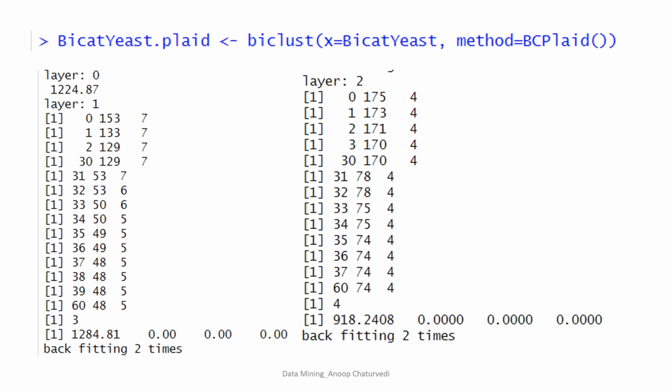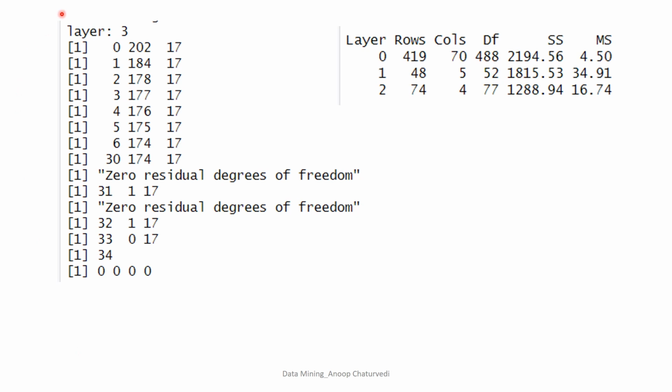Now, these are the results. We have the zeroth layer. Obviously, this zeroth layer has all the observations as well as all the features, so the entire data matrix. Then we have layer 1 here and layer 2 here. Then you have information about layer 3 here. And here are the different layers with the corresponding columns, degrees of freedom, sum of squares, and mean sum of squares.